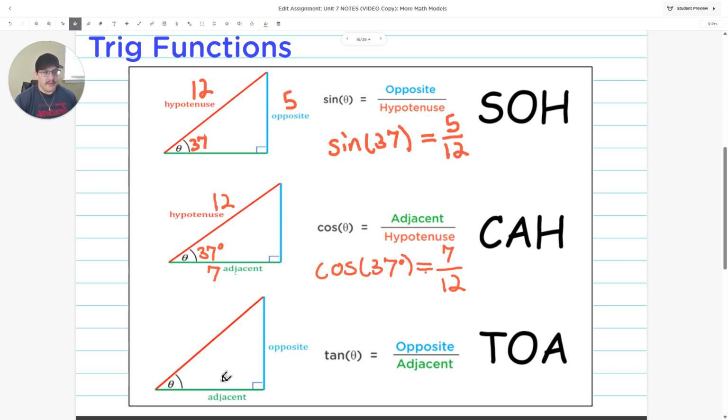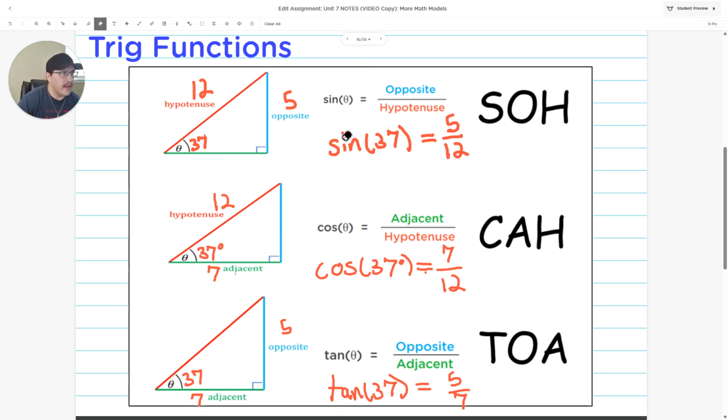Tangent is the opposite divided by the adjacent. So let's say, again, for our example, 37 degrees is our angle, and we have 5 and 7 for the opposite and adjacent, respectively. So if I ask you to find the tangent of 37, I'm asking for the ratio of 5 divided by 7. And that's it. Okay, so when I talk about the sine, the cosine, and tangents of something, they're always in reference to the angle and the sides of the triangle that correspond with that specific ratio.